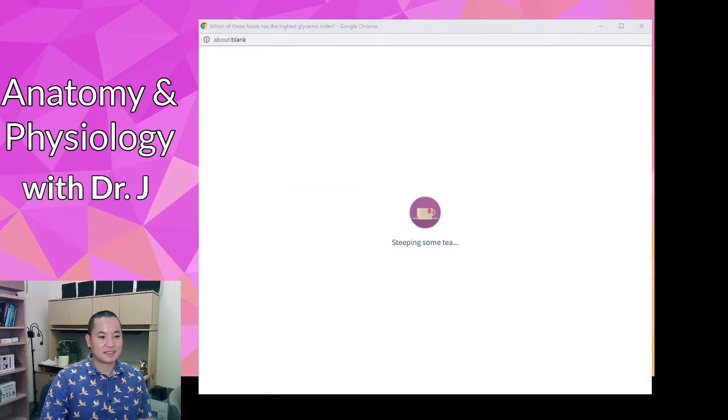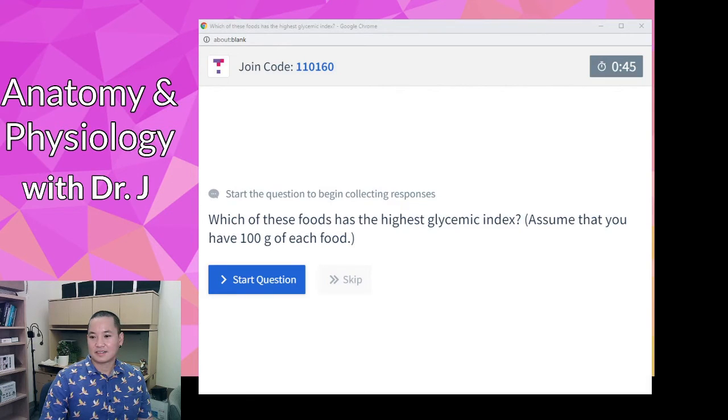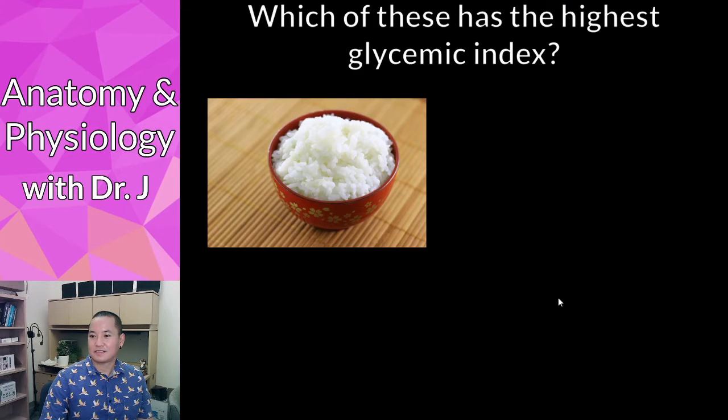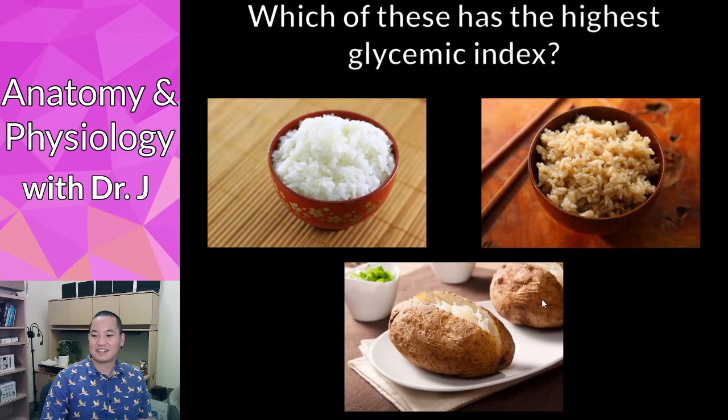Next question. Which of these foods has the highest glycemic index? I'm going to show you 3 foods: white rice, brown rice, and a baked potato. Assume you have equal mass of each food. Which of these would have the highest glycemic index? Which would cause your blood sugar to spike the highest over like 1 or 2 hours?